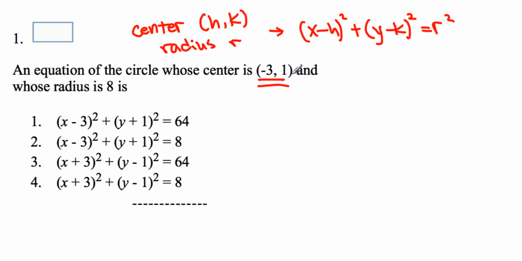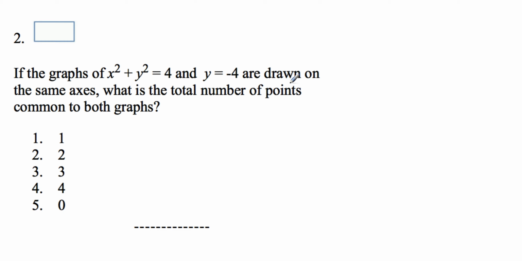So since the center is negative 3 comma 1, that means we're going to put negative 3 in place of h. So we're going to get x minus negative 3, meaning x plus 3 squared. And y minus k, where k is equal to 1, so y minus 1. So we're looking at these two. But the radius is equal to 8, and we have to square that, so we end up getting choice 3 becomes our answer, because 8 becomes 8 squared. Right. Let's look at the second question here.